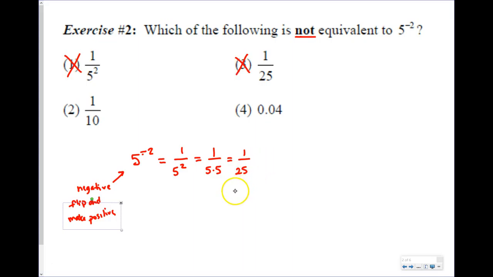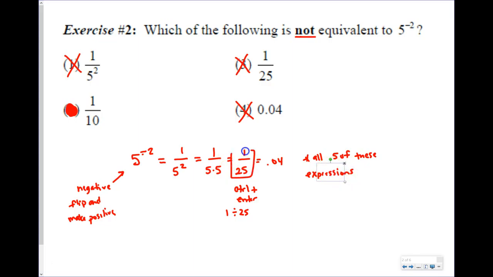And then if I hit Control plus Enter on my calculator, or type this into Google, 1 divided by 25, I'm going to get 0.04 as a decimal, so it can't be this either. The only one that it's not equivalent to is this 1 over 10. So when I put all of these equal signs here, I'm saying that all 5 of these expressions are the same thing. They're equivalent. They all equal the same thing. I'm just writing them a little differently. Okay, that's equivalency.